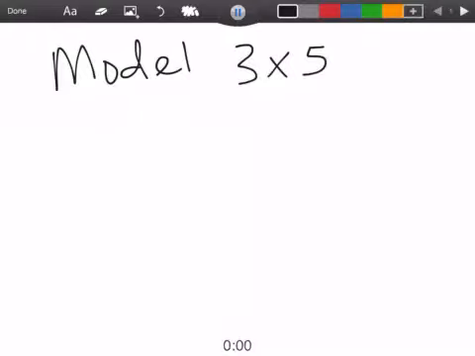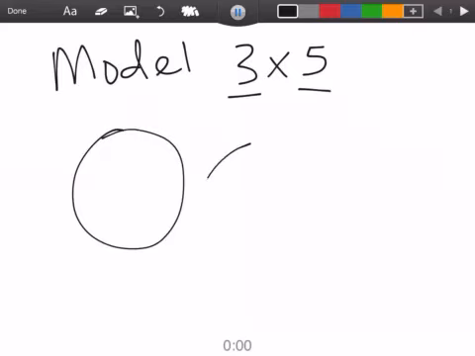All right, today we're going to work on multiplying and dividing integers, so our positive and negative numbers. We're going to start by modeling 3 times 5. So you know how to do this. You could use circles, you could use squares, whatever works best for you. So I see that I'm going to need 3 groups, and in each group I'm going to put 5 positives.